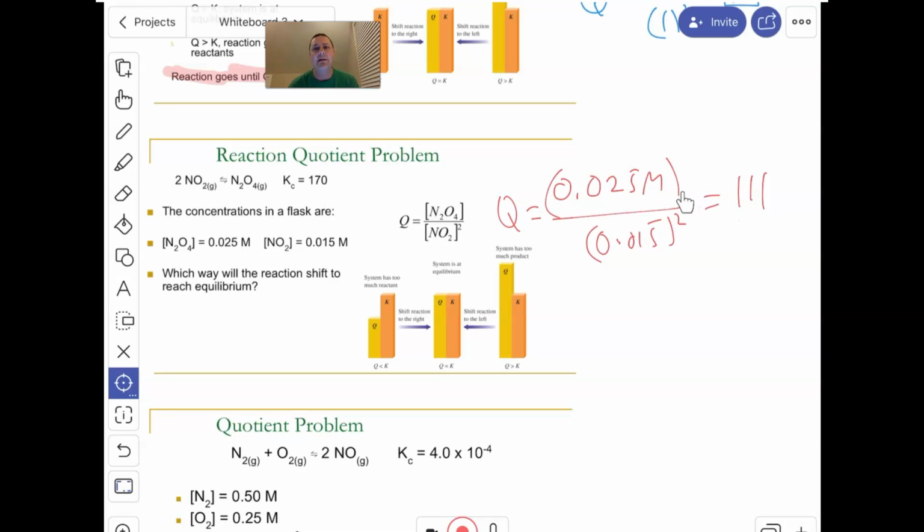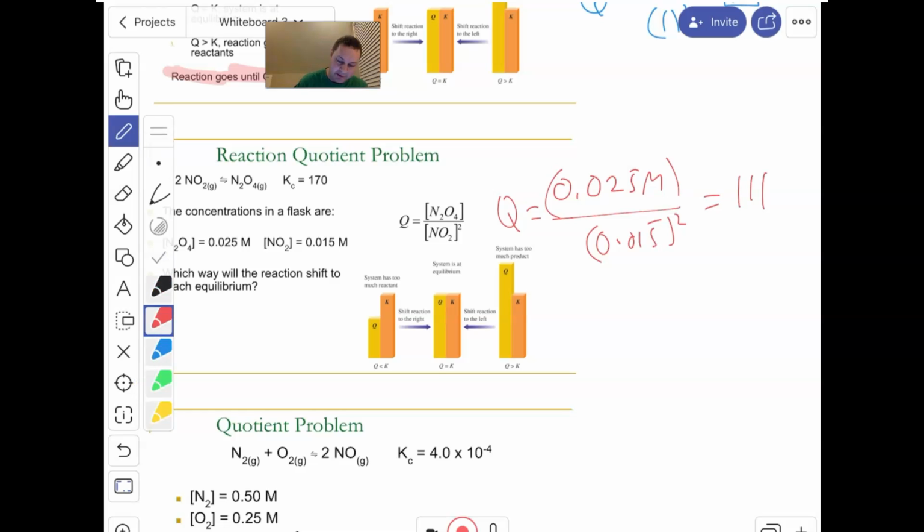How does it do that? The numerator is going to get bigger. The denominator is going to get smaller. We want to divide by smaller numbers to make this overall quotient bigger until it eventually hits equilibrium, which is Kc. That means we are going to shift to the product side to make the product number bigger and the reactant number smaller. So which way will it shift? It'll go to the right, or to the products.